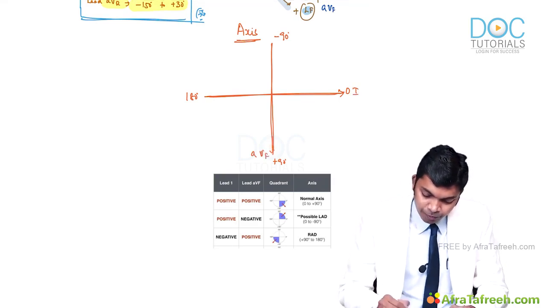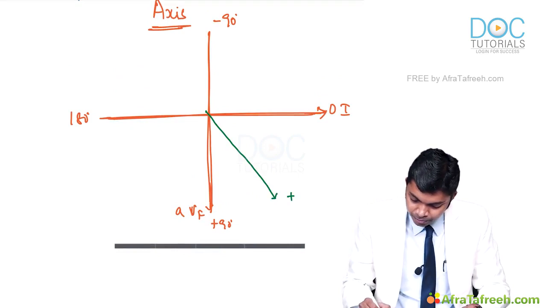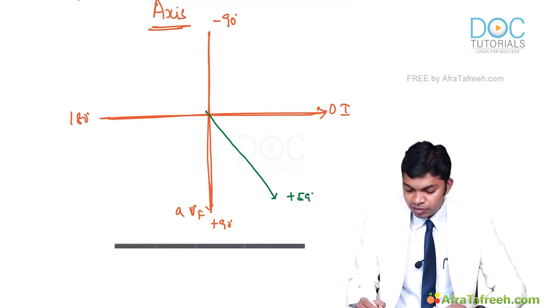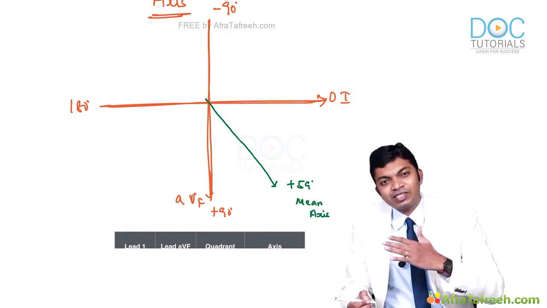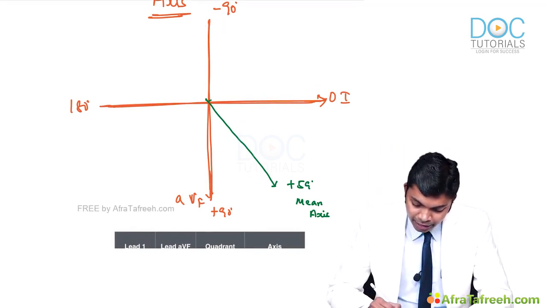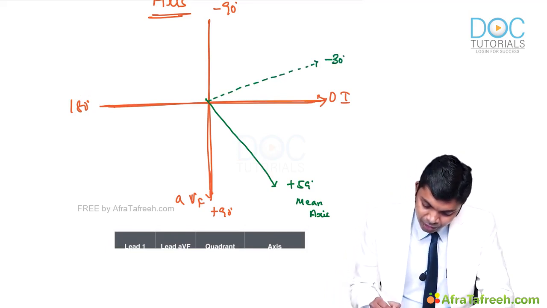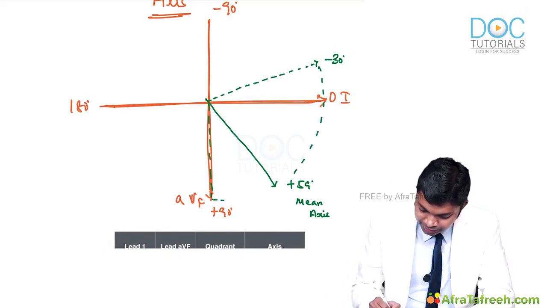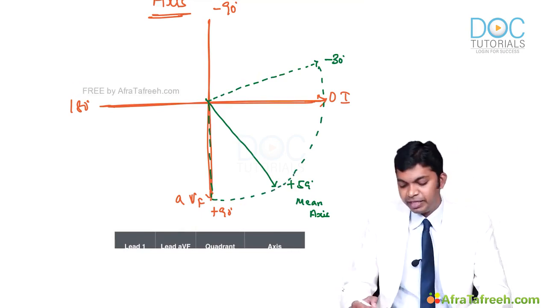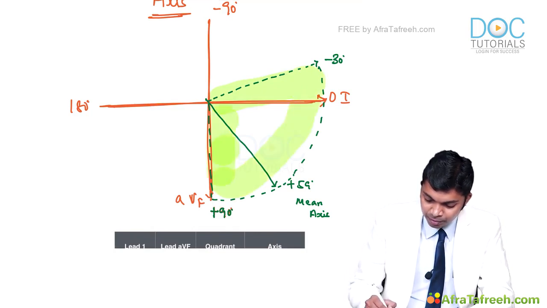Mean cardiac vector, or cardiac axis. What is the normal mean cardiac vector or axis, doctors? It is plus 59 degrees. This is called the mean cardiac axis, and it has a range. The mean cardiac axis can range between minus 30 degrees and plus 90 degrees. If the axis falls in this category, it is considered a normal axis.